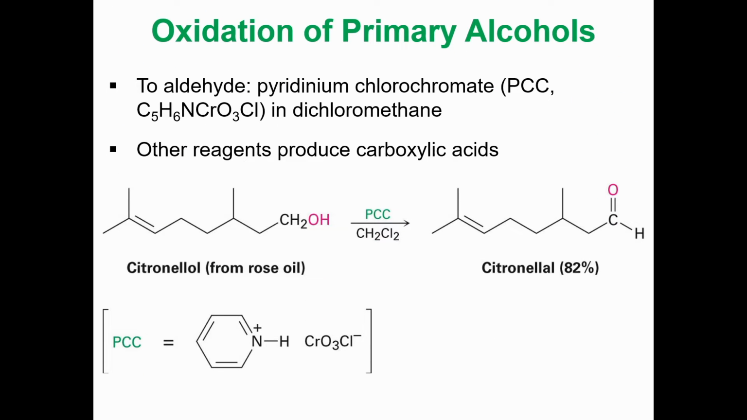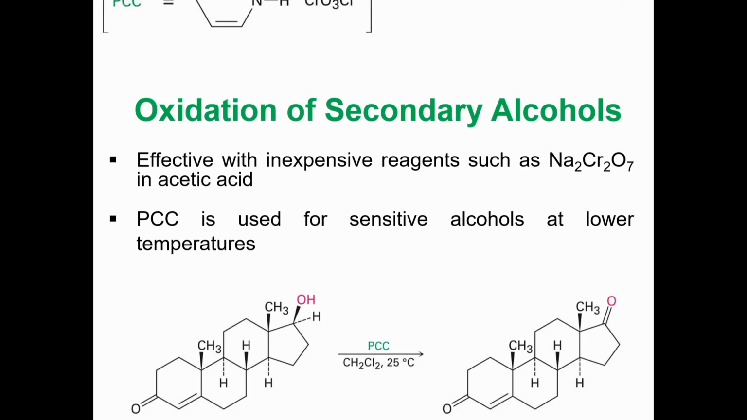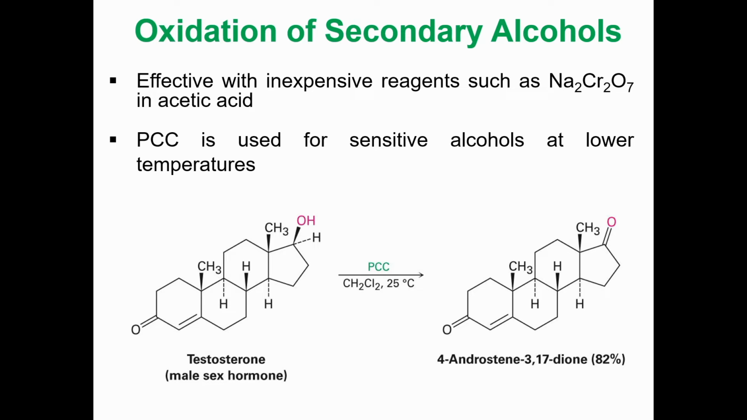But when limited oxidation is the target, when you don't want any further oxidation of this aldehyde to carboxylic acid, PCC, which is pyridinium chlorochromate, is employed, because other reagents are going to cause these primary alcohols to produce carboxylic acid. During oxidation of secondary alcohol using inexpensive reagents, ketone can also be synthesized, such as sodium chromate in acetic acid and PCC. So PCC can also be used on secondary alcohol to synthesize ketones.